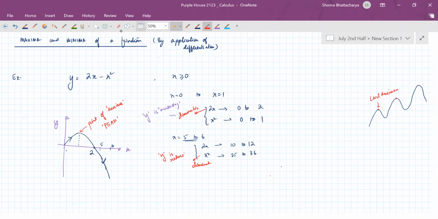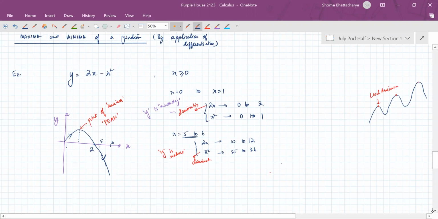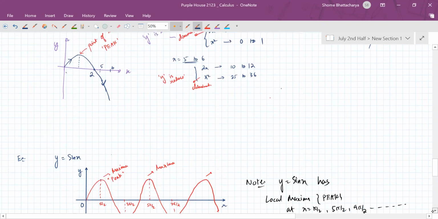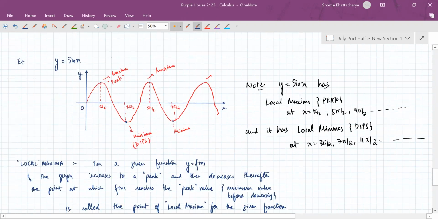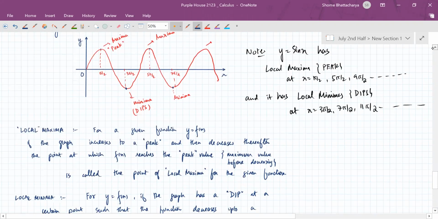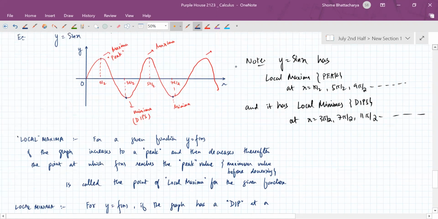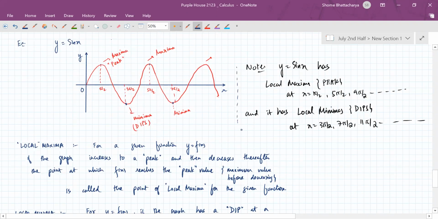Okay. Sir, can you scroll down? Yeah. This page is completed. Okay. So now this was our next example, the sin x graph. And after having understood a little bit more about local maxima and minima, we also looked at this. Scroll down, sir. Yeah.